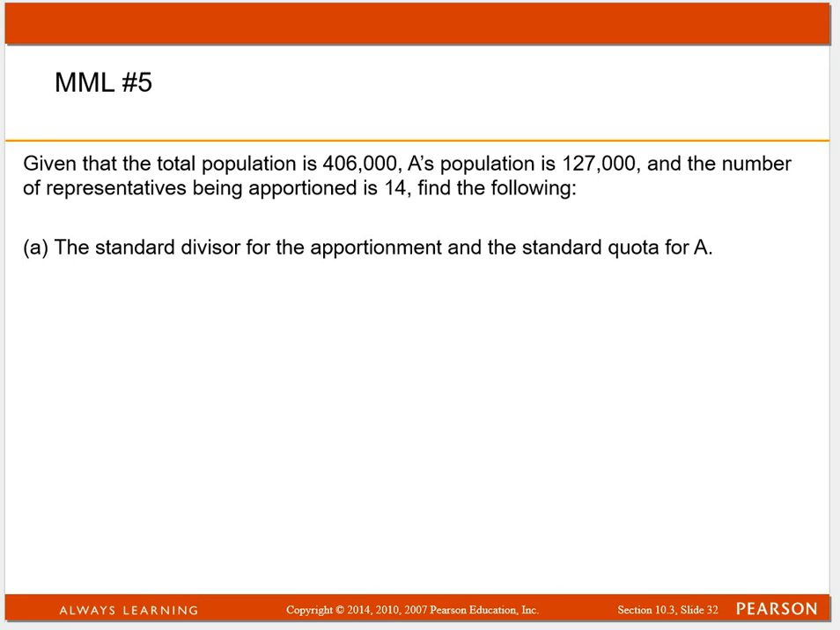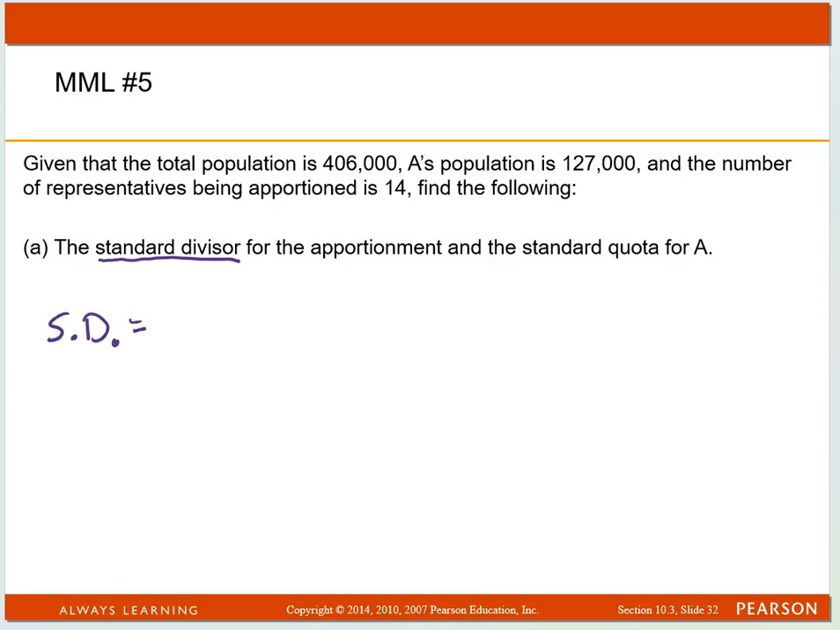Given the total population is 406,000, A's population is 127,000, and the number of reps being apportioned is 14. Find the following. A says, find the standard divisor for the apportionment. So I'm going to refer to the standard divisor as the SD.